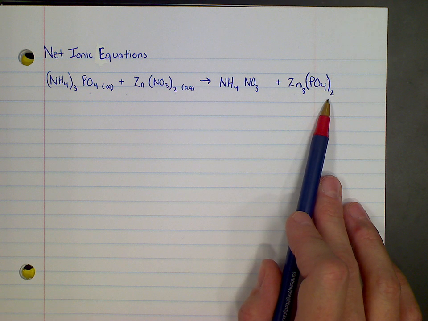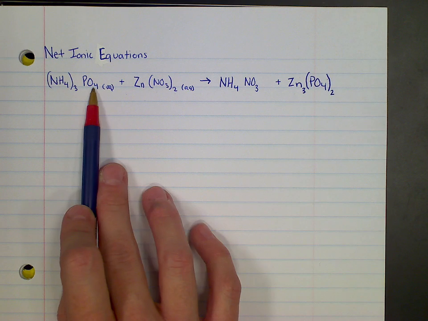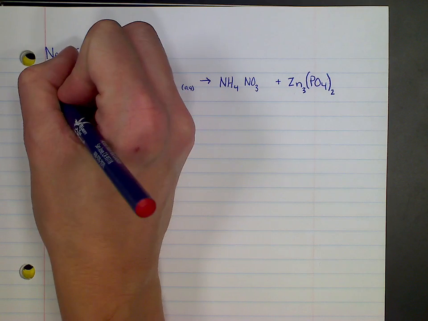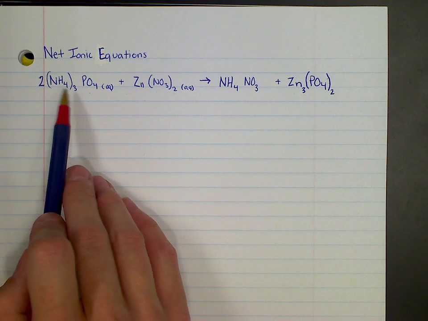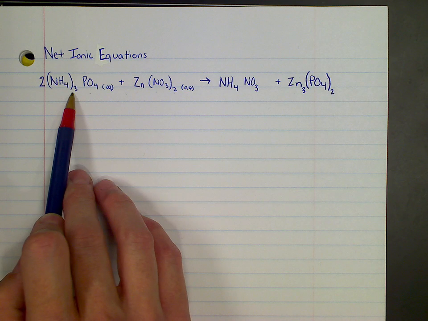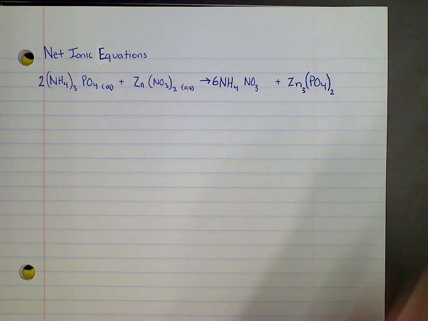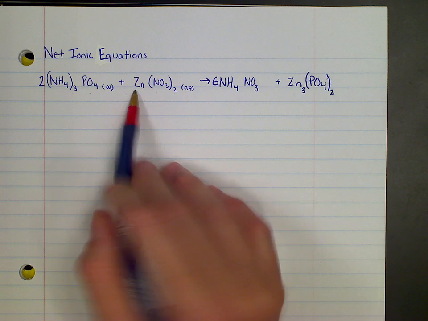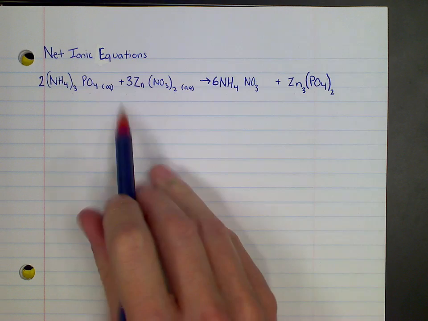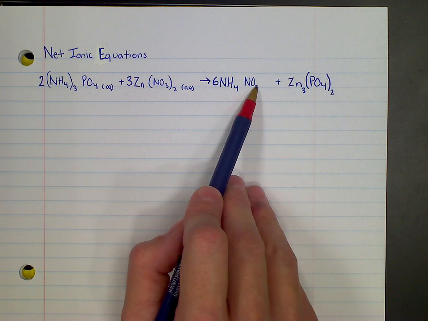So I've got, let's see, 2 PO4 groups on this side and 1 on this side, so I'm going to put a 2 in front of that. That fixes my PO4 groups. Now I've got a total of 6 ammoniums and 1 ammonium over here, so I'm going to put a 6 in front of that. And let's see, I've got 3 zincs here and 1 here, so I'm going to put a 3 in front of that. And that makes me have 6 nitrate groups, but I think I've got 6 nitrate groups over here.